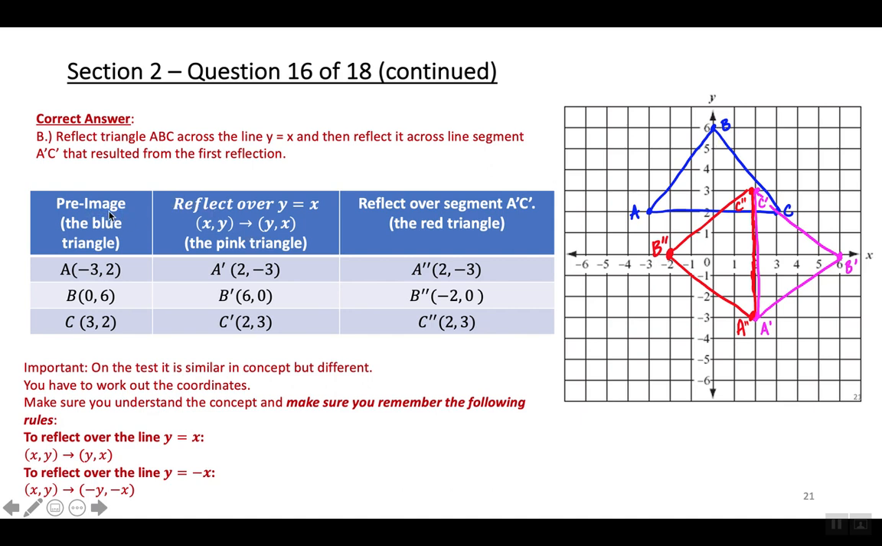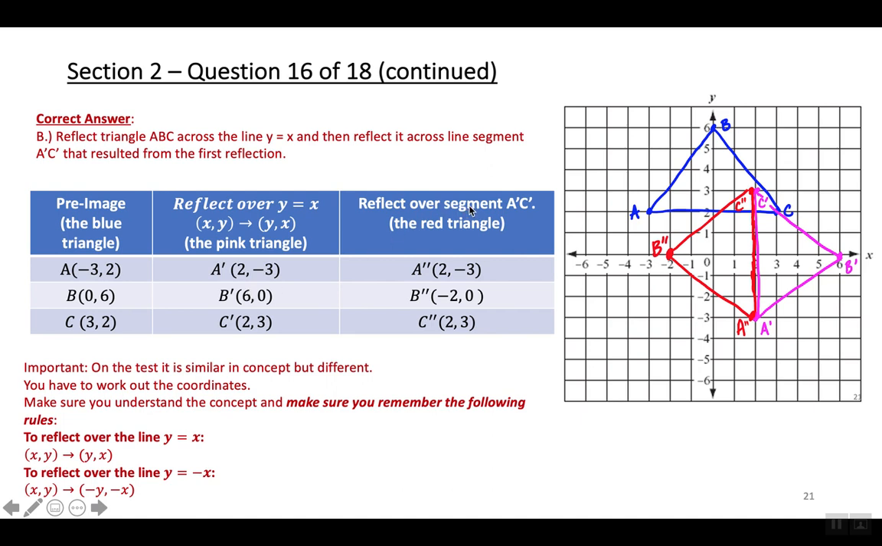All right, so the pre-image is the blue triangle. These are the coordinates they gave me. And the correct answer said to first reflect it over y equals x. If you recall, y equals x is this diagonal line that goes like that. So when you reflect it over y equals x, this is the rule: xy becomes yx, and that's what I did here.